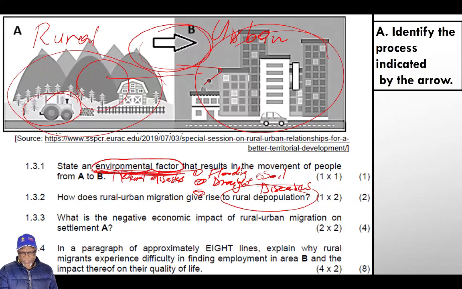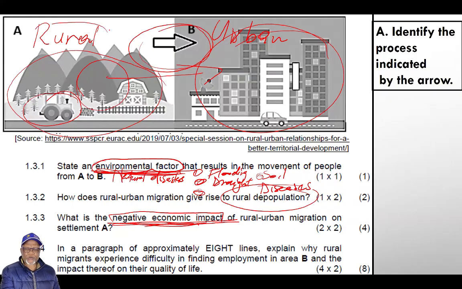Now, it is very important that every time you answer the questions, you must always underline the key words here. What is the negative economic impact? So here it must be economic. It cannot be social, it cannot be environmental. So it must be economic. What is the negative economic impact of rural urban migration on settlement A? Settlement A is a rural area. So how will the rural areas be affected economically when people move out?